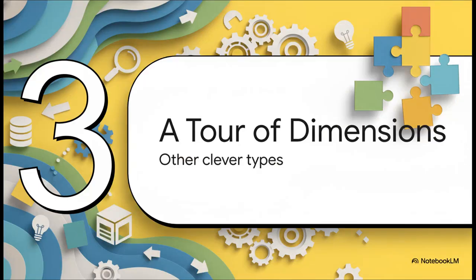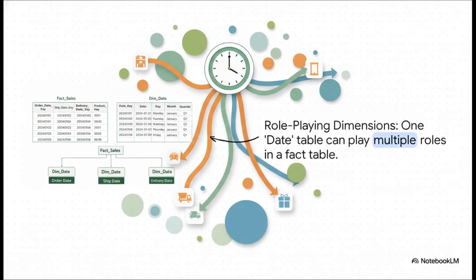Now, handling change is a huge piece of the puzzle, but it's not the whole thing. Let's do a quick lightning round of a few other really smart dimension types you'll see out there in the real world. First up is the role-playing dimension. This is all about efficiency. See how there's only one physical date table here, but it's being used three different ways. It's playing the role of the order date, the ship date, and the delivery date. It's a super smart way to avoid cluttering your model with three identical tables.